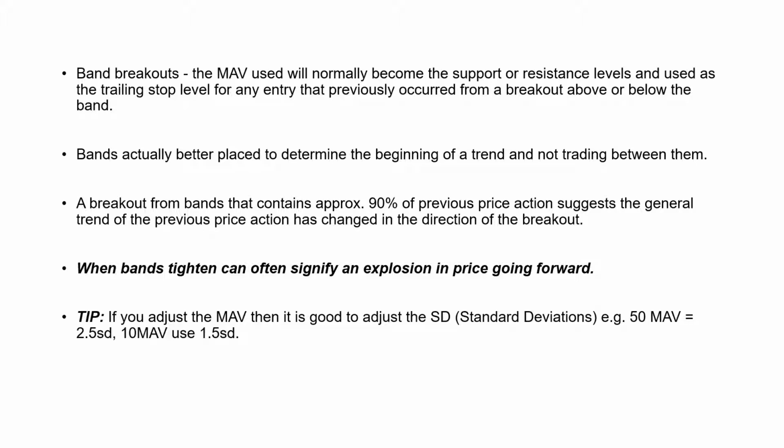And a little tip there then, if you adjust the moving average, then it's a good idea to adjust the standard deviations. For example, a 50 moving average, you might want to make the standard deviations a bit bigger, 2.5. A 10 moving average, take it down to 1.5 standard deviations.